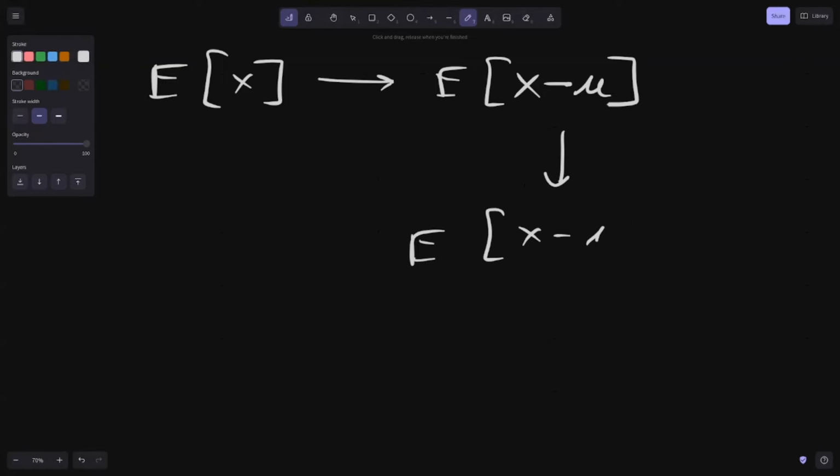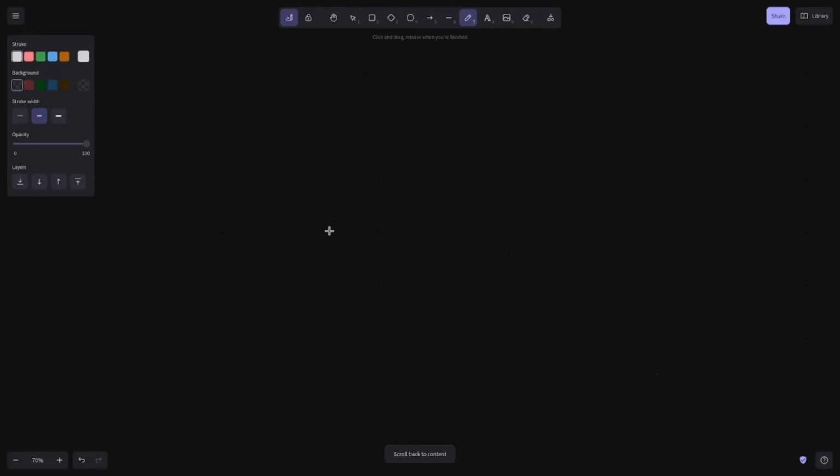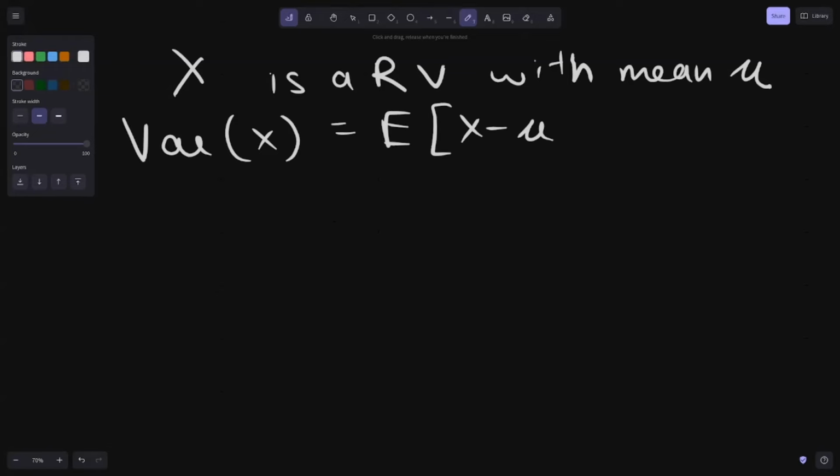So it becomes (x minus mu) whole square. This is something we would want. This is what we call, in essence, variance. We want to see x take on values around its mean, as a possible way of measuring the variation of x. So we can formally define variance: if x is a random variable with mean mu, then var of x is nothing but E[(x minus mu) whole square].